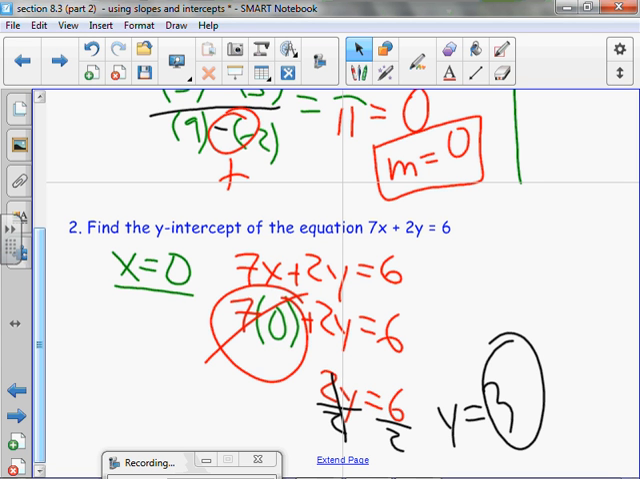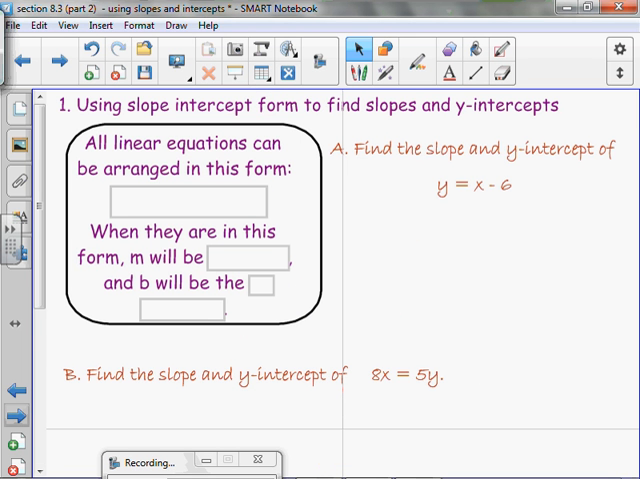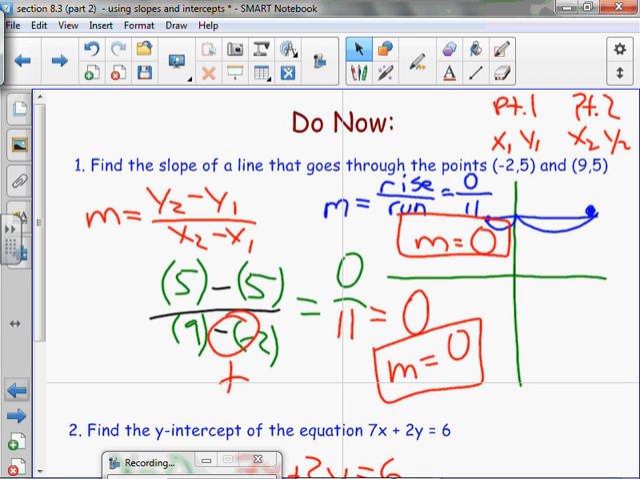Okay? Let's go on. How do you know x equals 0? We didn't do x. Because when you have the y-intercept, you're on the y-axis, and we haven't gone left or right, so that's how you know x will be 0.